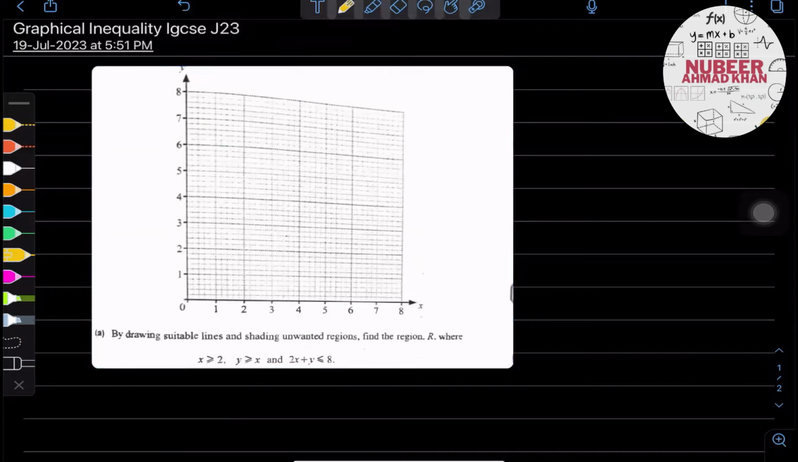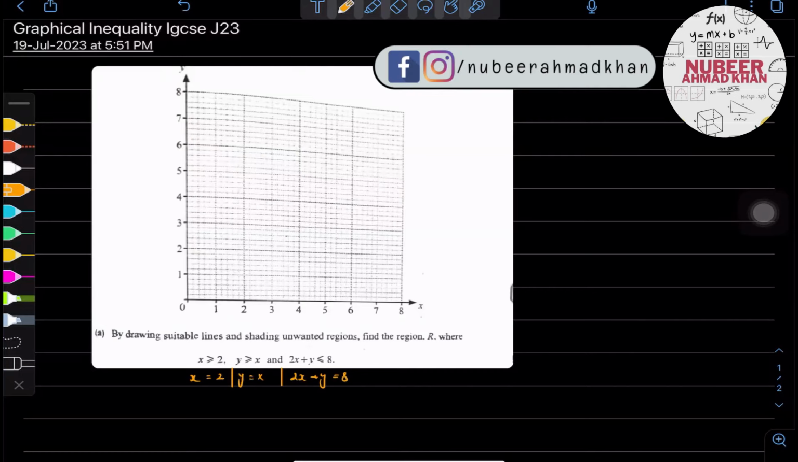So if you look at the equations at the bottom, तो पहली equation में देखो in place of this inequality you would just replace this inequality with an equal. तो आप इसको लिख सकते हो x is equals to 2. Second one is y is equals to x, and the third one equation is 2x plus y is equals to 8. So apparently there are three lines which needs to be drawn on the graph here.